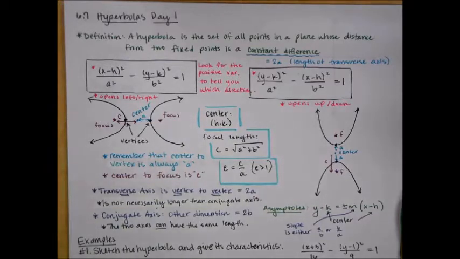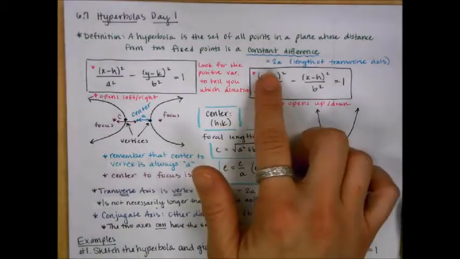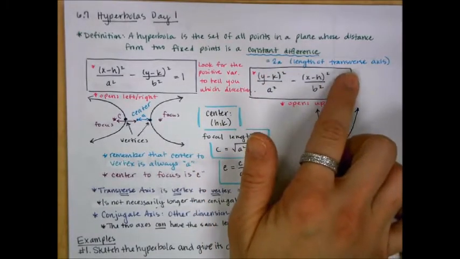So we'll start with the definition of a hyperbola, which is the set of all points in a plane whose distance from two fixed points is a constant difference. The constant difference is 2a, and this is going to be the length of our transverse axis.